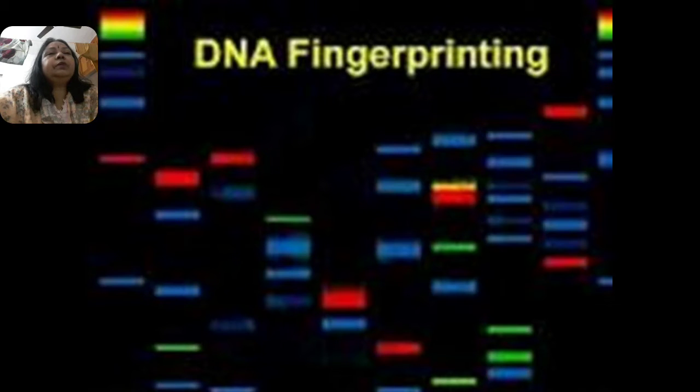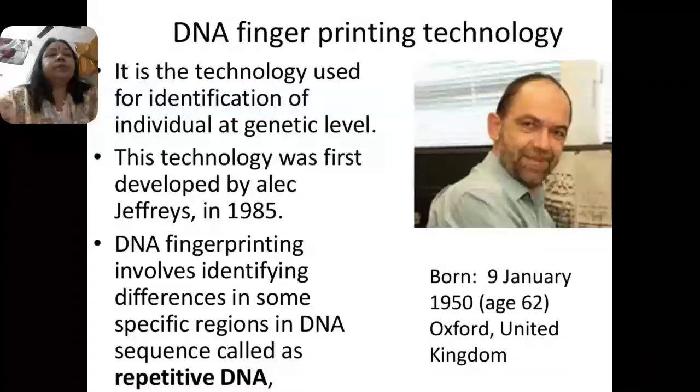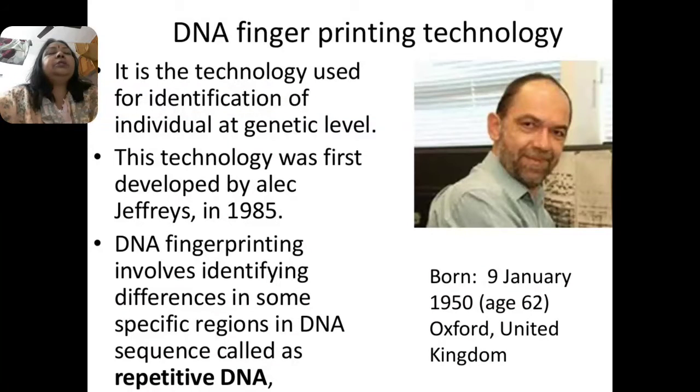This 0.1% difference occurs not only in genes but also in the repetitive DNA, meaning some specific regions in the DNA sequences. On the basis of base composition, meaning whether it is adenine and thymine rich or guanine and cytosine rich, length of segments and number of repetitive units, satellite DNA is of two types.